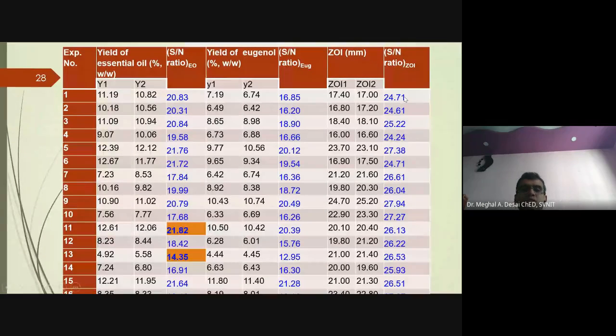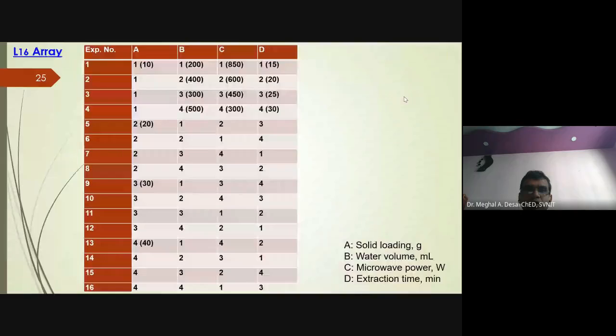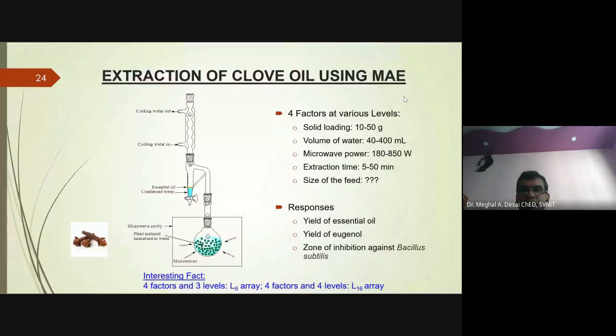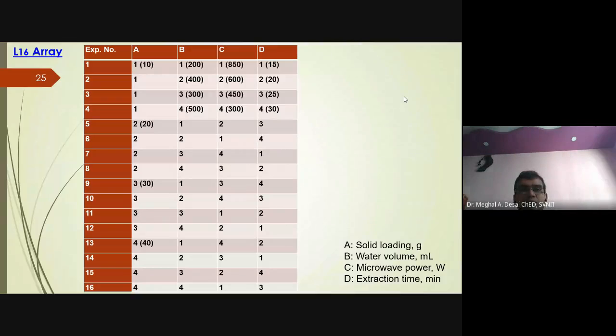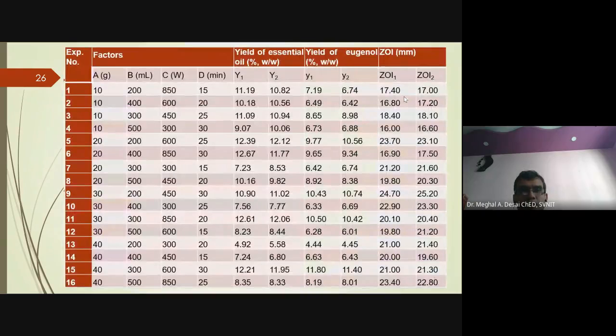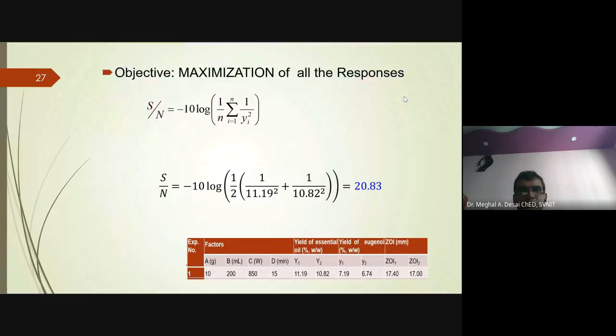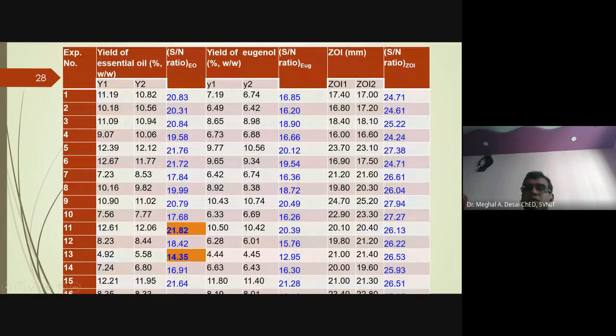So up to this, we have followed the method of Taguchi. We have identified the factors, identified the responses, prepared the L16 array, and accordingly set the parameters and their values. We have performed the experiment. We decided that signal to noise ratio for maximization, or higher the better, or larger the better, is important. So we have calculated the signal to noise ratio and prepared a table.